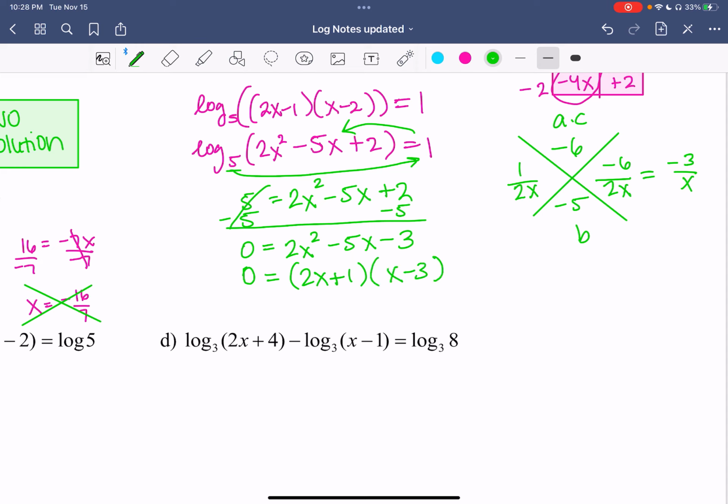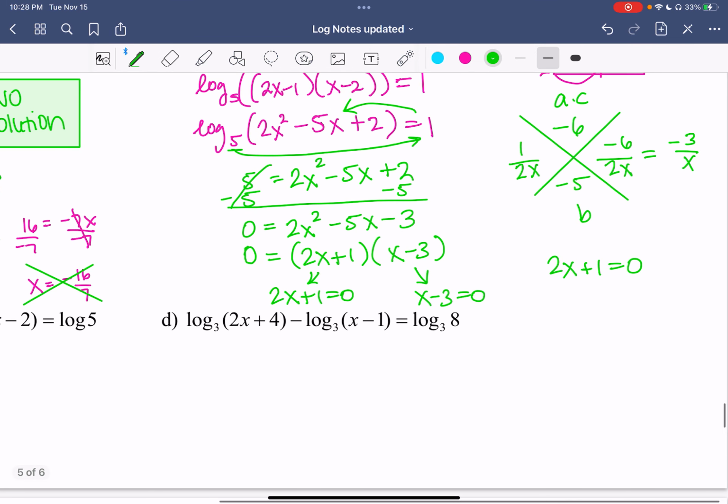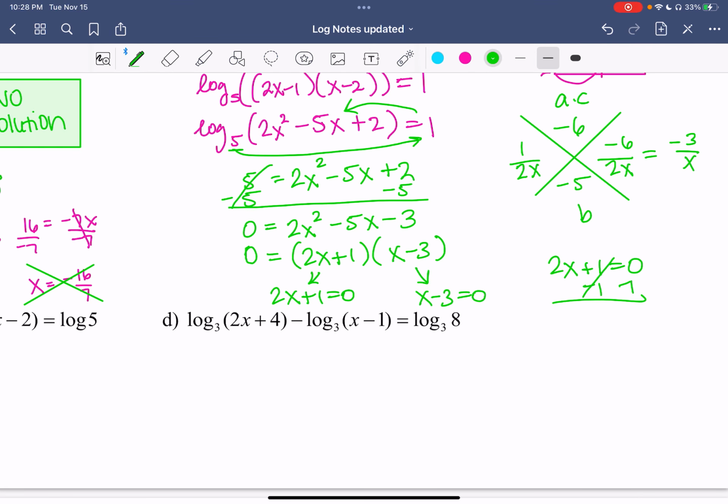Now, how do you get the x's? You're going to separate the factors. So 2x plus 1, set them each equal to 0. X minus 3 equals 0. Okay, so 2x plus 1 equals 0. You're going to subtract 1, then divide by 2. So on this side, x is equal to negative 1/2.